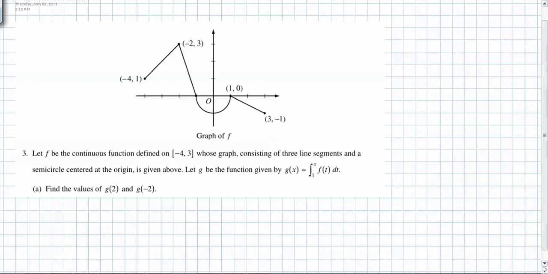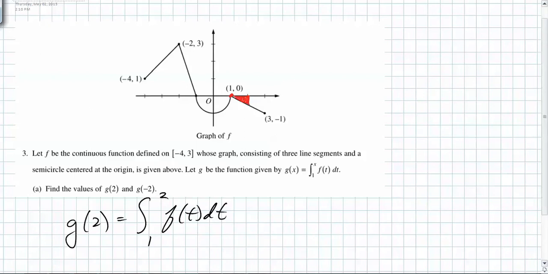Right, of that function, 1 to x. So g of 2, you just plug in 2 into that. So g of 2 is just going to be the integral from 1 to 2 of f of t dt. So that means the area under the curve from 1 to 2. So you're going from x equals 1 right here, all the way to 2. You need to find the area of this right here.